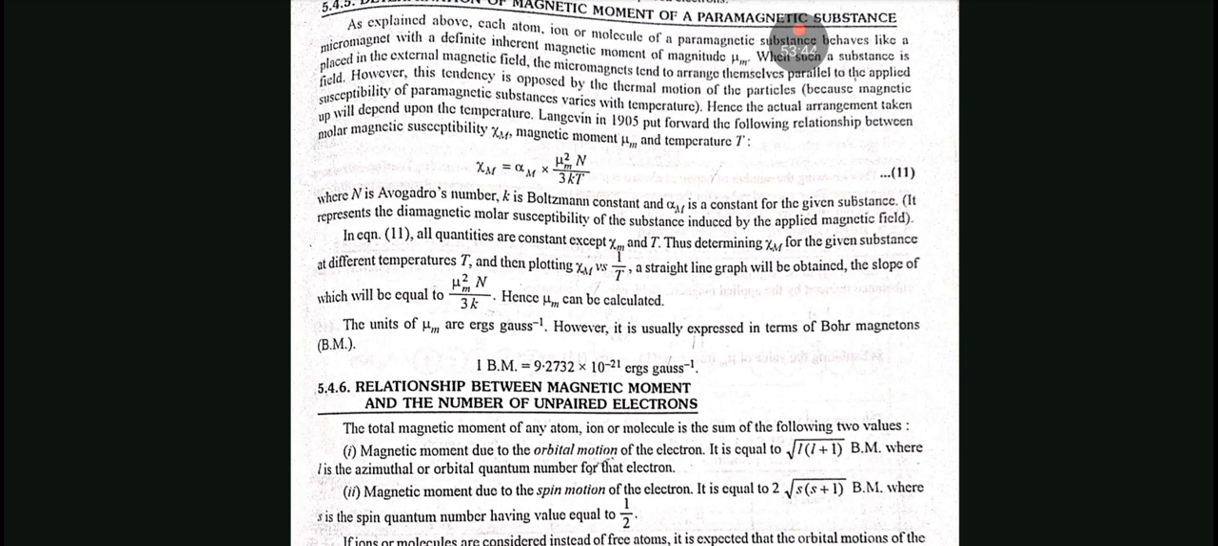In equation 11, all the quantities are constant except Xm and T. Thus, determine the Xm for the given substance at different temperatures. Plotting Xm versus 1 upon T, a straight line graph will be obtained. The slope of the line is equal to mu square m N upon 3k, and mu m can be calculated. The unit of magnetic moment is erg per gauss. However, it is usually expressed in terms of Bohr magnetons, BM. Relationship between magnetic moment and the number of unpaired electrons.